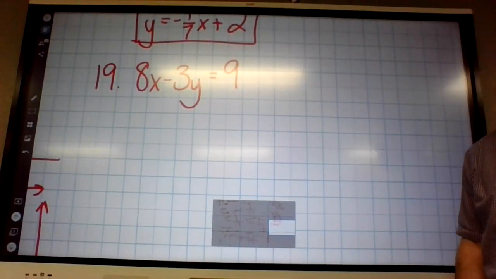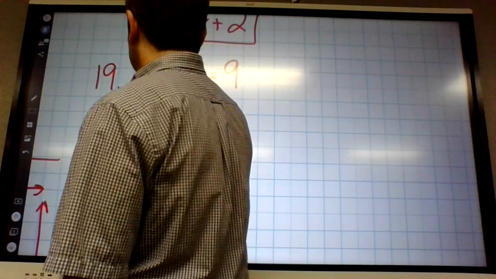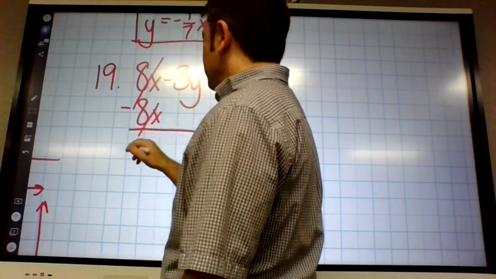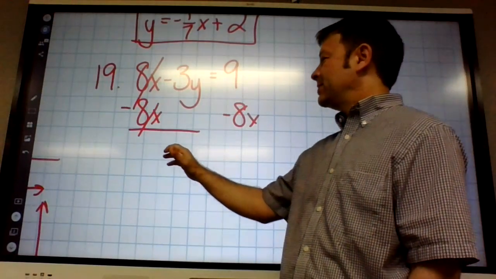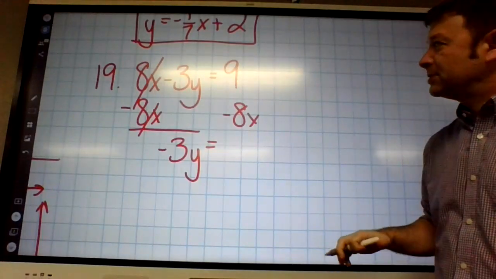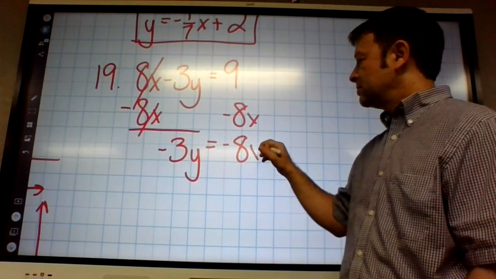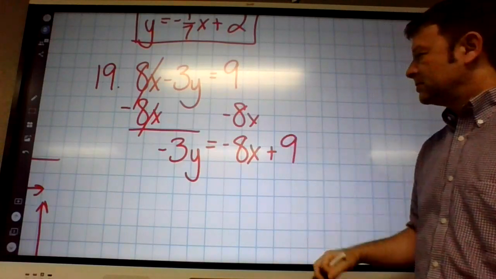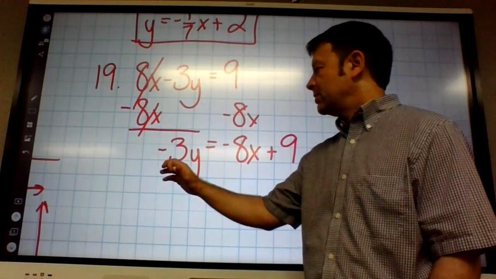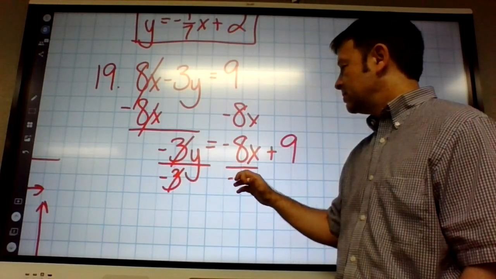Okay. Minus 8x. This time, the left side still has a negative 3y. Okay, divide by negative 3.